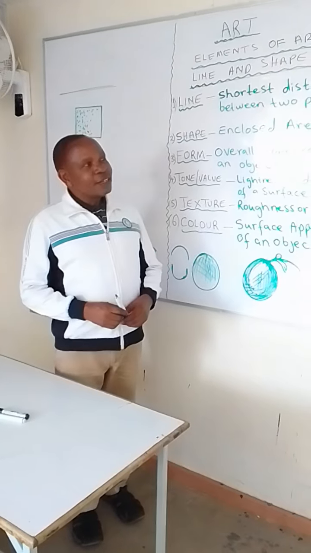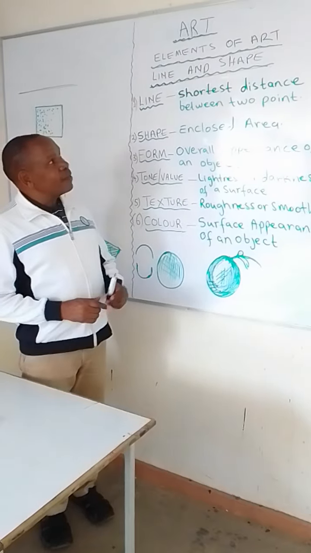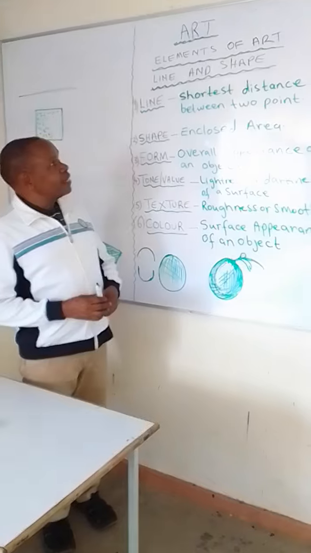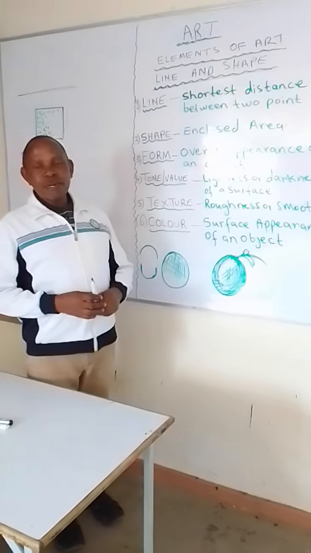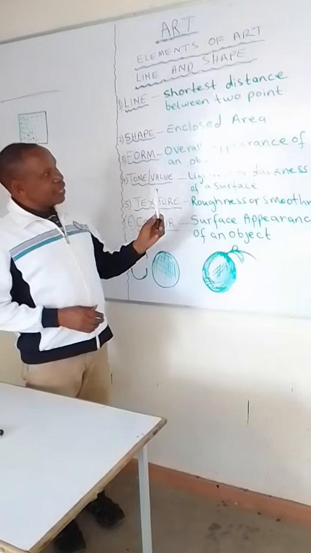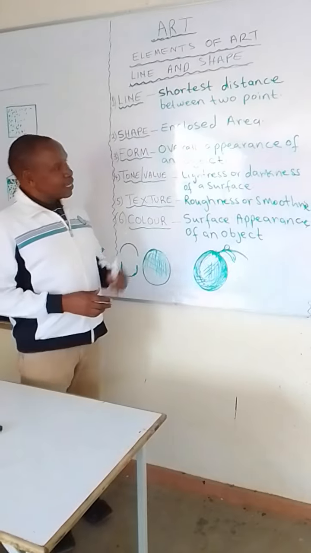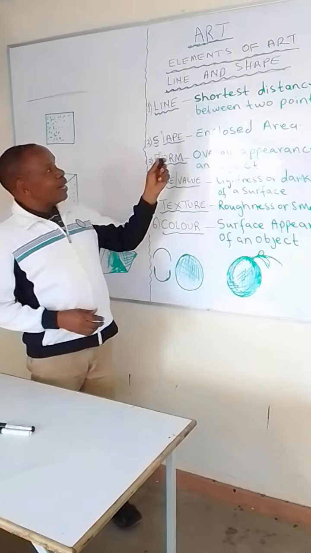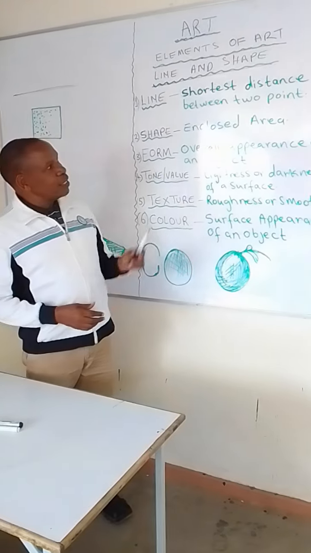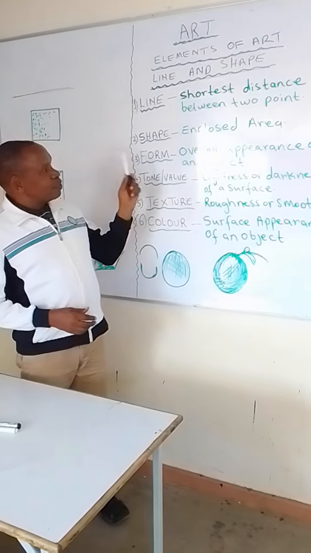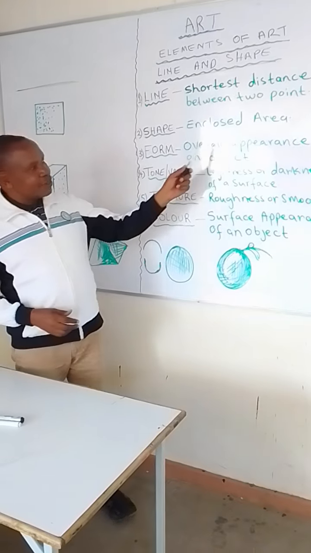Art lesson today. Today we are going to learn about the elements of art again, and we are looking at the line and shape. We want to look at the relationship between the lines and shapes and the other elements. Now, for example, just to remind ourselves, number one, we have the line, and we say this is the shortest distance between 2 points. And then number two, we have the shape, which is an enclosed area.